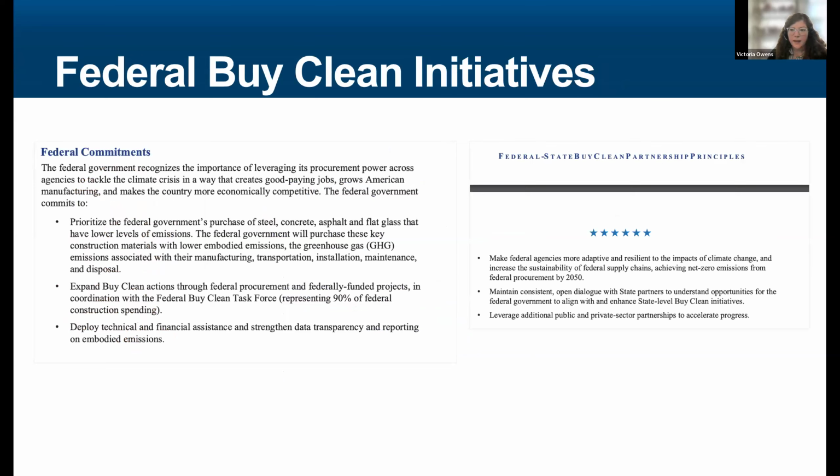And then I just wanted to include here some of the language from these initiatives, how they specifically call out steel, and the emphasis on job creation and high quality job creation, and the support of American manufacturing specifically, of course.